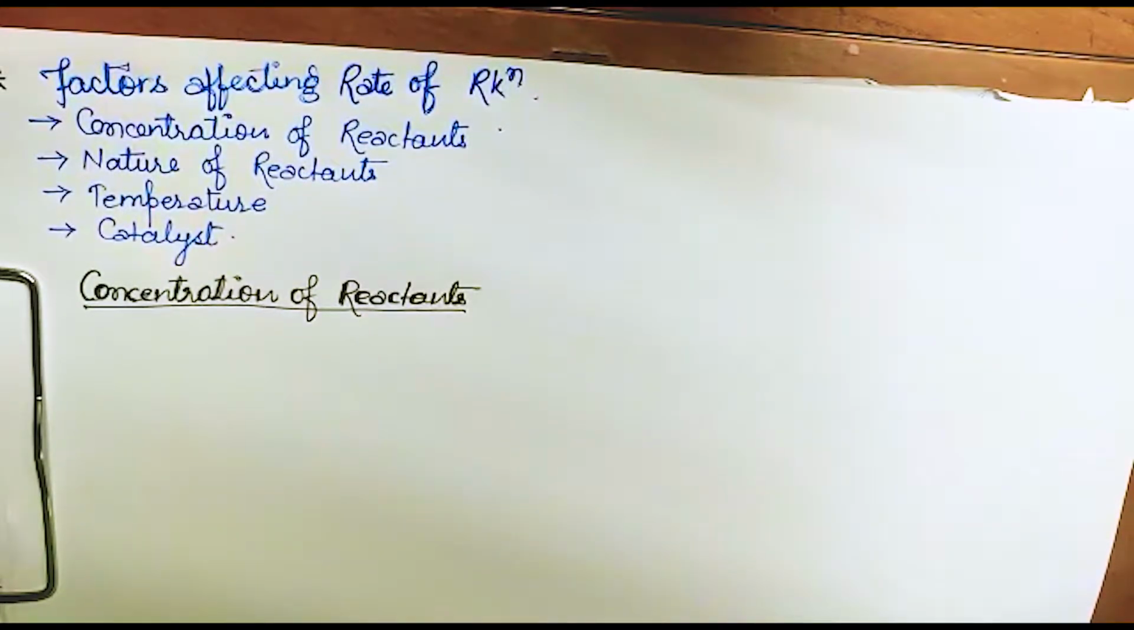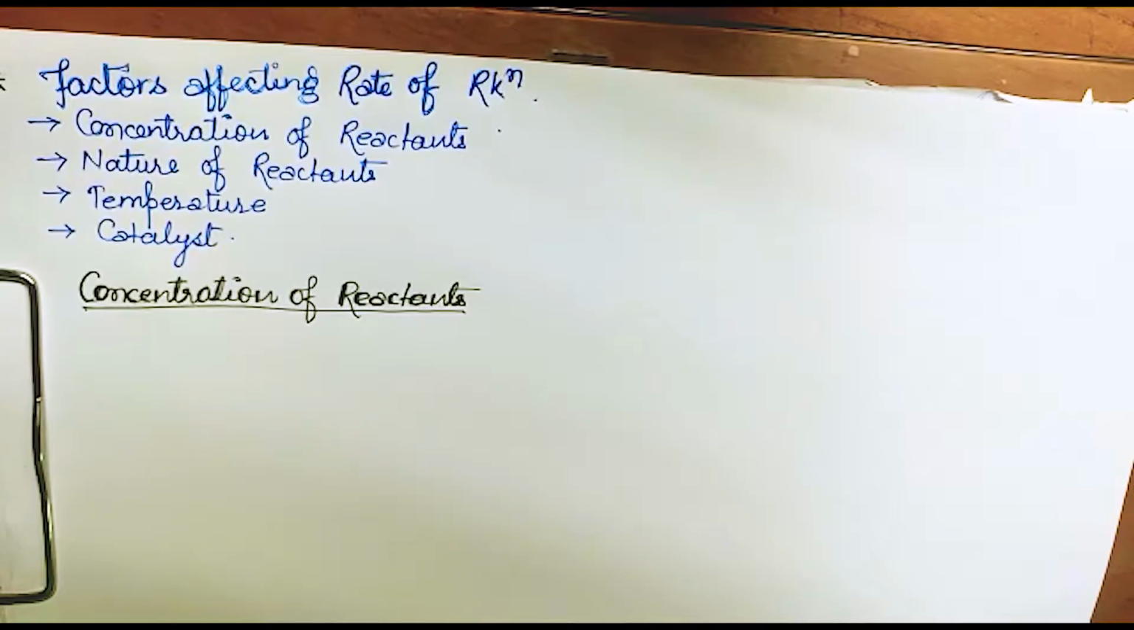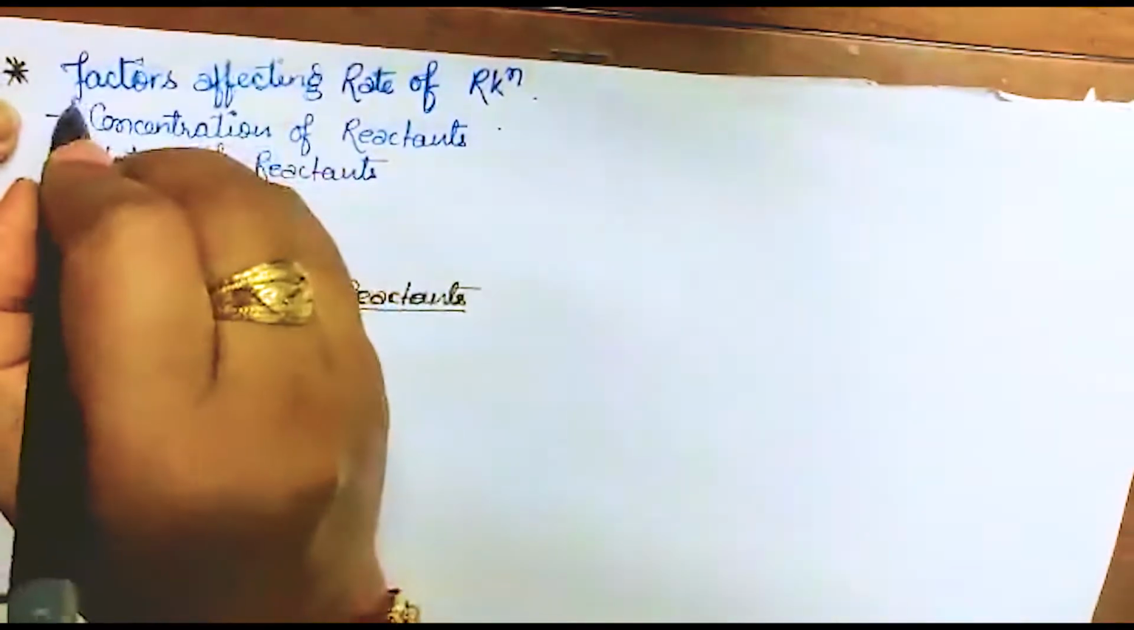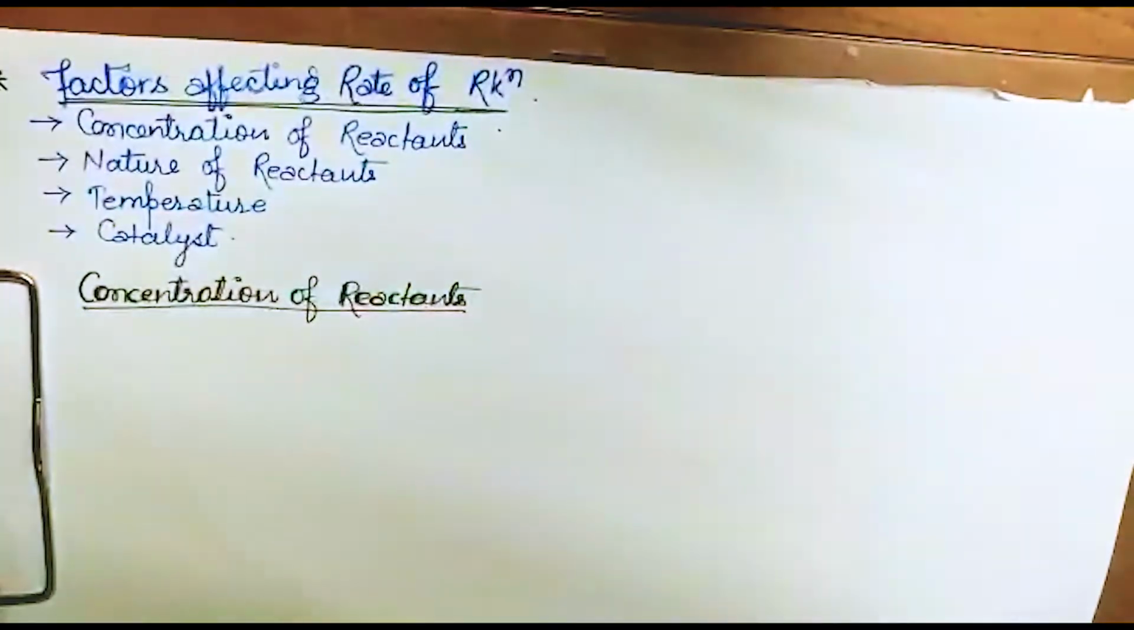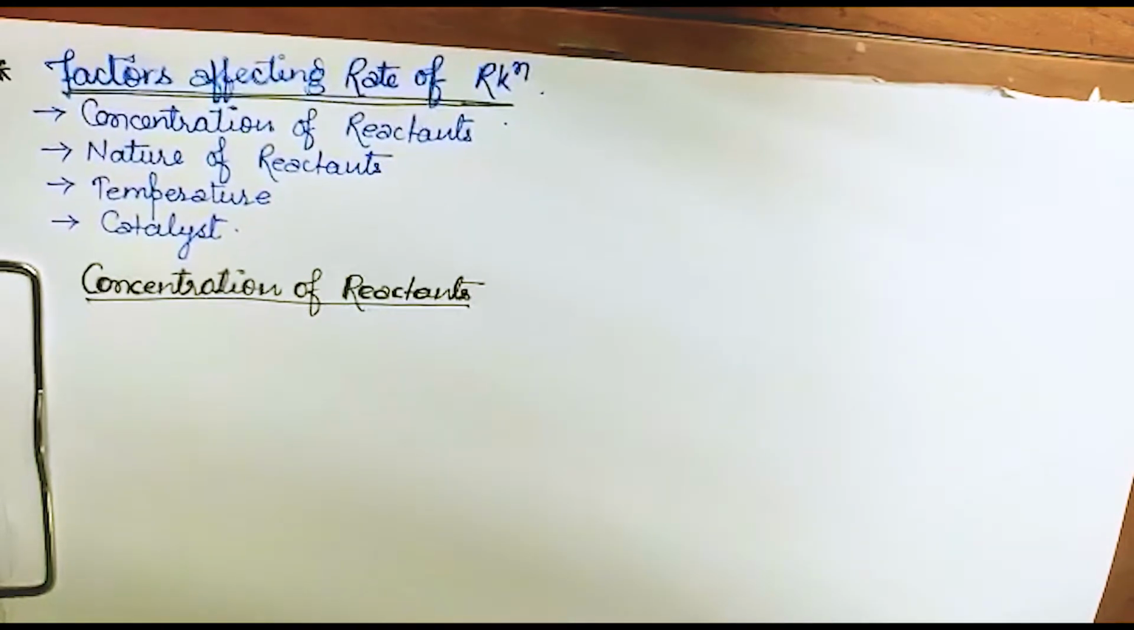So class, today we will study the factors affecting the rate of reaction. In the previous class we did the rate of reaction, how we find the rate of reaction, instantaneous and average rate of reaction. Now we will learn what the factors are which affect the rate of reaction. This is a very important part of this chapter, and almost more than half of this chapter will be covered in this topic only.